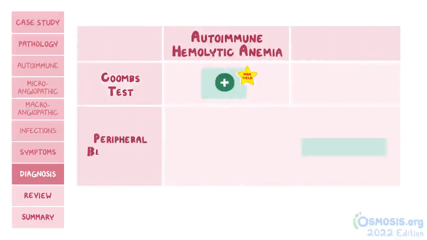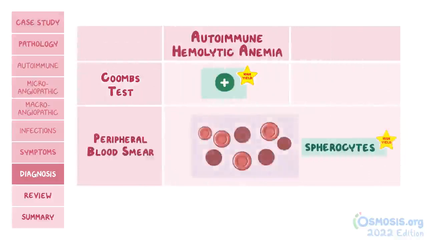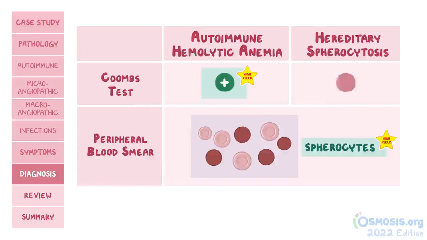On the peripheral blood smear, spherocytes are often present. Spherocytes are small, round, dysmorphic red blood cells with more intensely stained cytoplasm and no central pallor. But they're nonspecific for autoimmune hemolytic anemia, and are also present in hereditary spherocytosis. Coombs test, which is negative in hereditary spherocytosis, can help distinguish these two conditions.